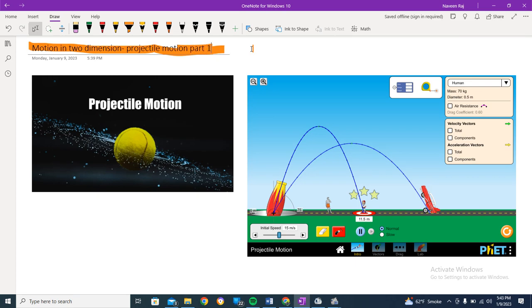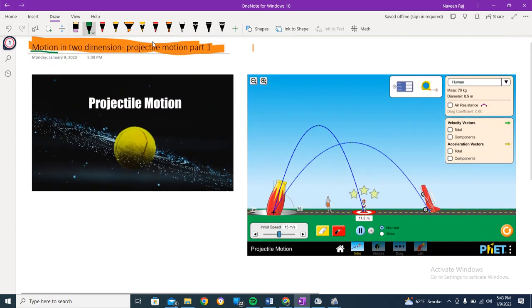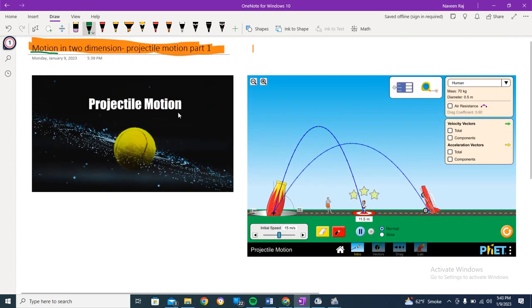This is part 1. First of all, let me make clear that in today's video we will be discussing something related to motion, because the first word is motion. So motion in two dimension, I will make this clear, and more particularly we're discussing projectile motion. That would be part 1. To understand the topic, motion in two dimension, let's discuss.